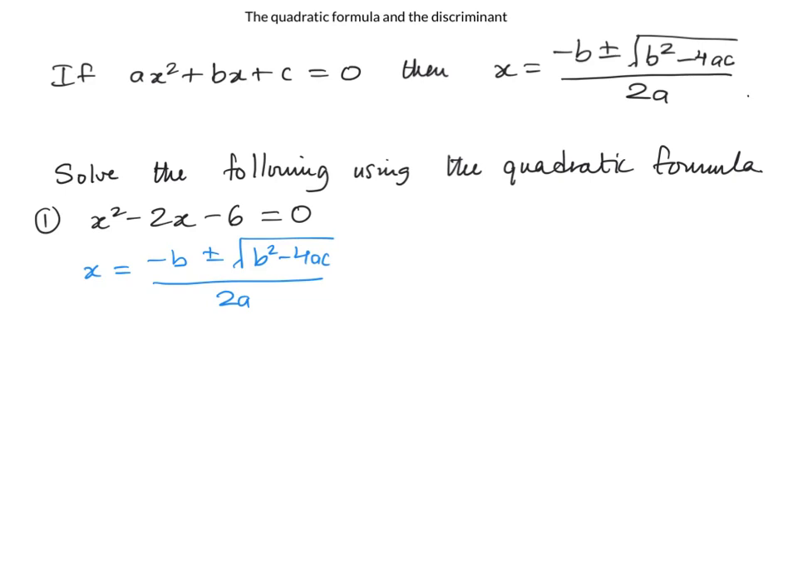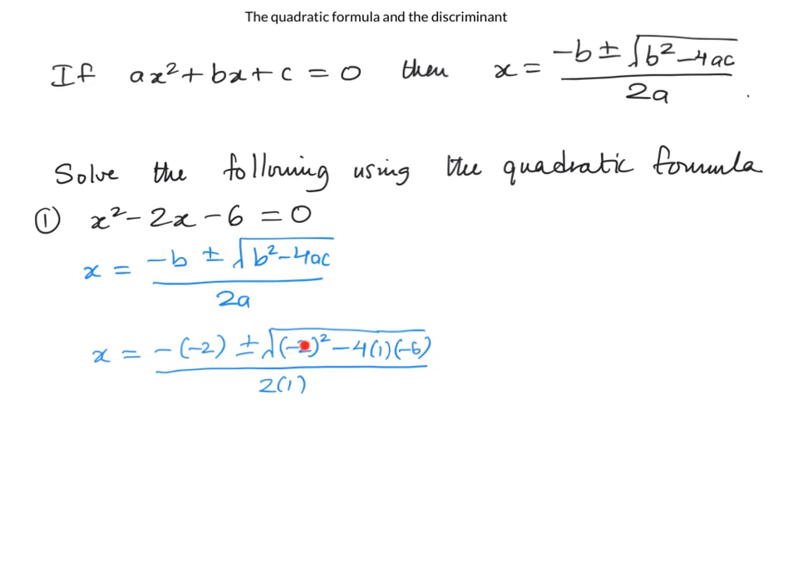So x equals negative, well, b is negative 2, so parentheses around negative 2, plus or minus square root of, well, b again is negative 2, so negative 2 parentheses squared, minus 4ac, so minus 4 times a was 1, times c, which is negative 6, all over 2a, so 2 times parentheses 1. Now it's a matter of simplifying.